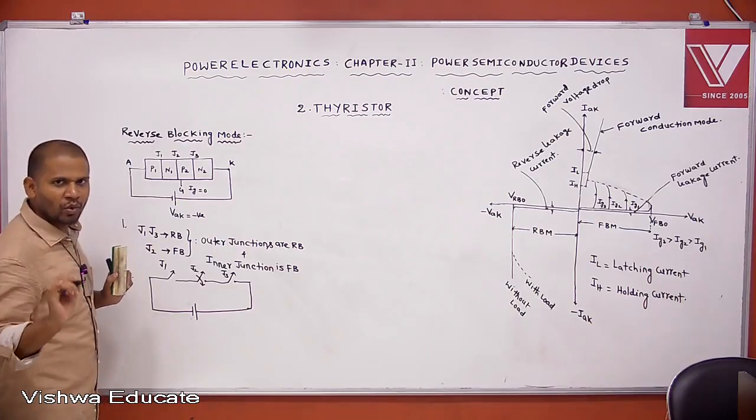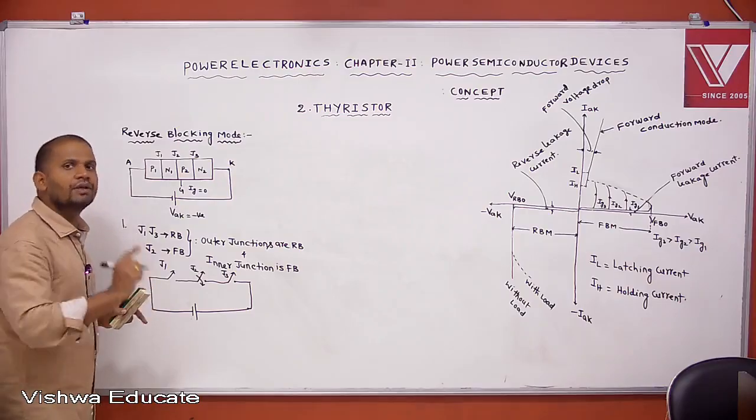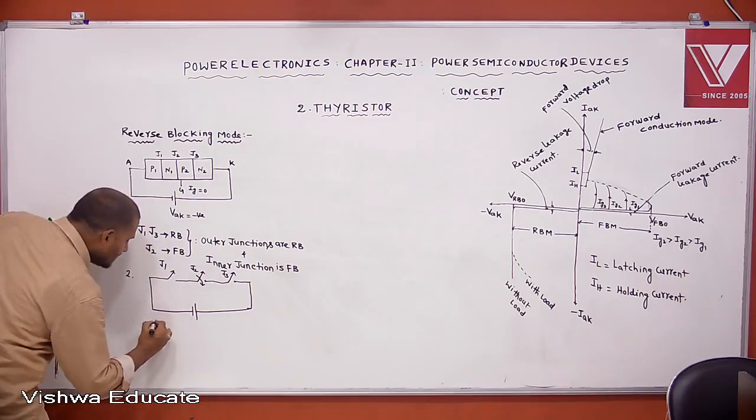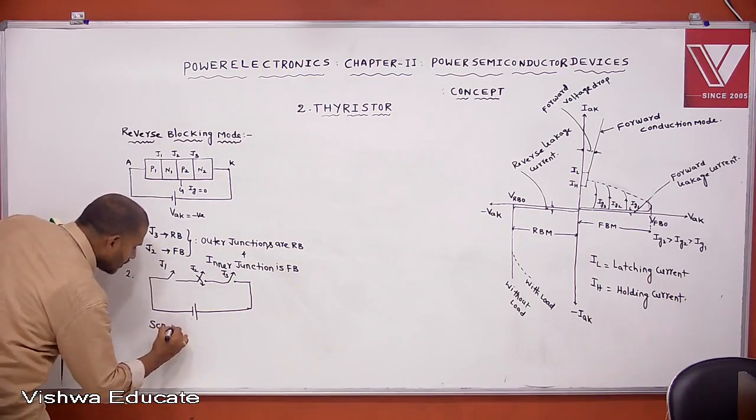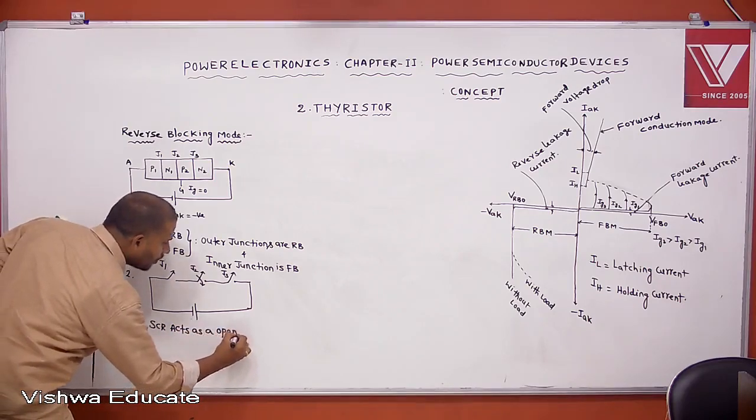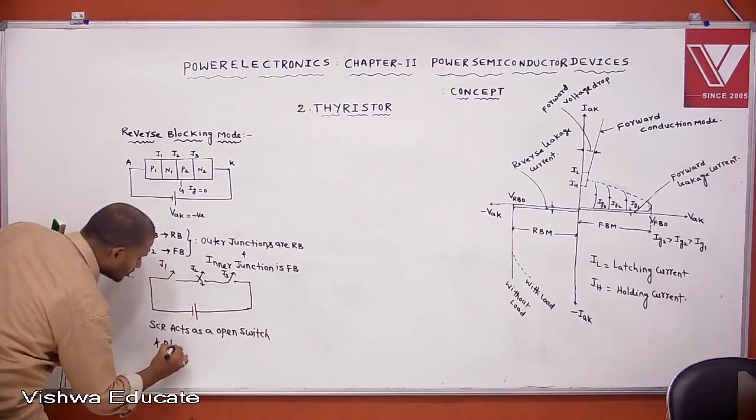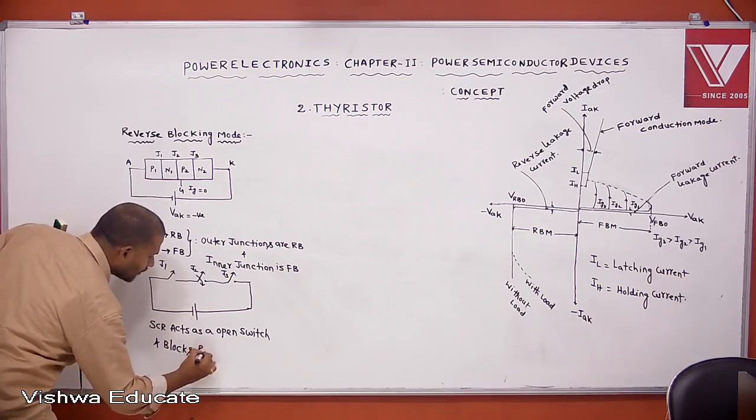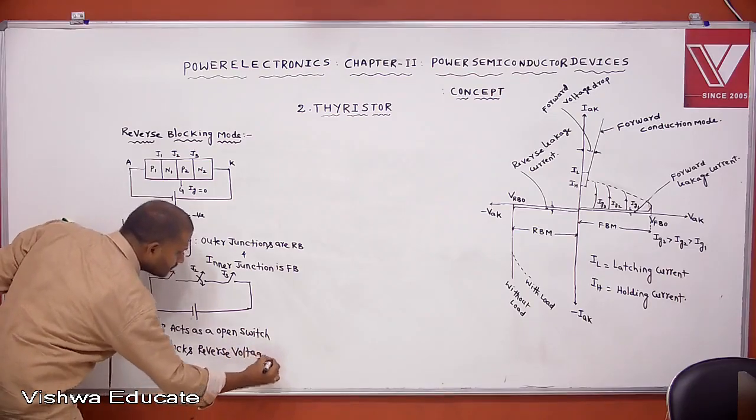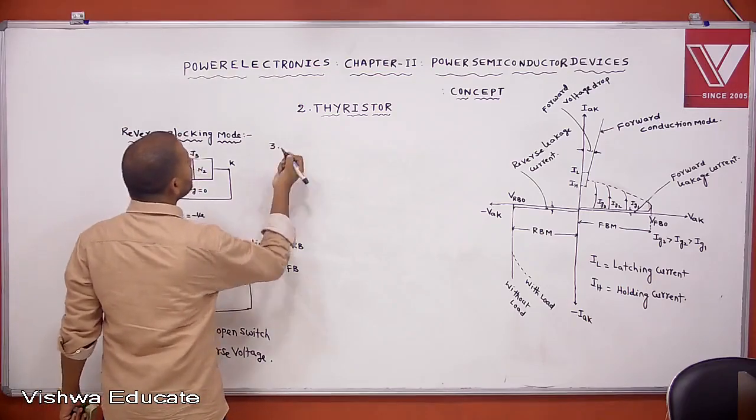Under reverse blocking mode, SCR acts as an open switch and blocks which voltage? Reverse voltage. Therefore, SCR acts as an open switch and blocks reverse voltage. This is the second observation. See the third observation based on this reverse blocking mode.